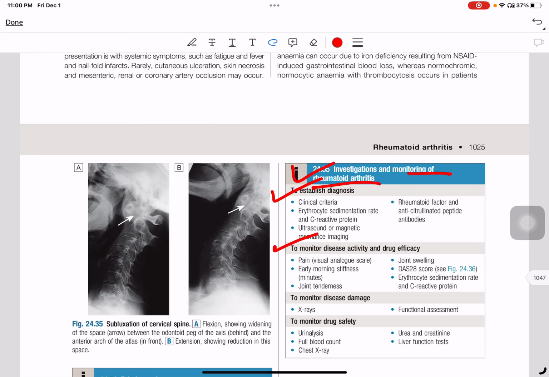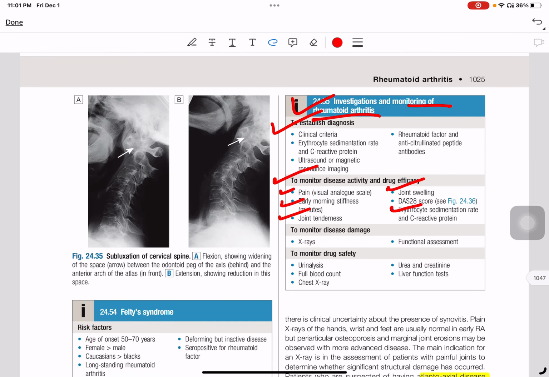So for monitoring of the disease activity, we follow the pain visual analog scale for this patient. Then we check the morning stiffness, number of joints with swelling, and number of joints with tenderness. Then we check in a computer or a calculator for the DAS28 score. Then we also check ESR and C-reactive protein for disease activity.